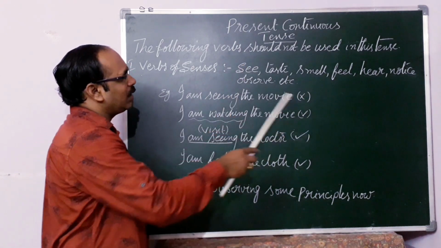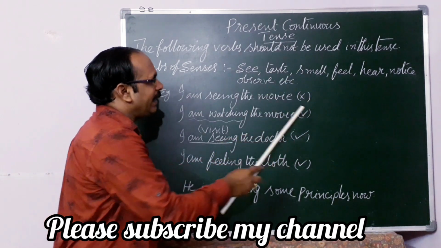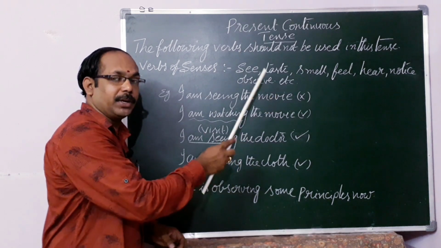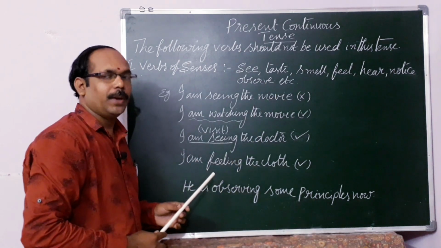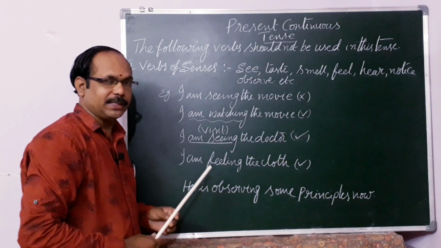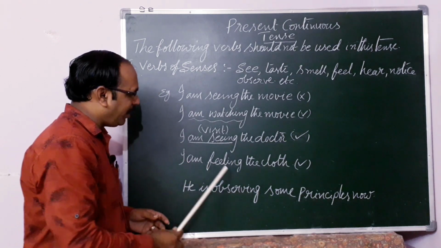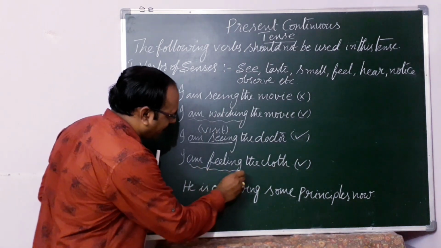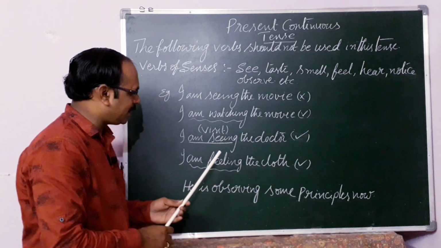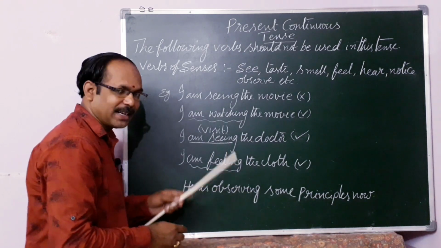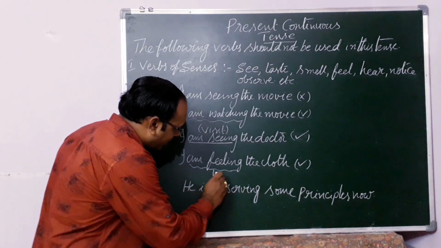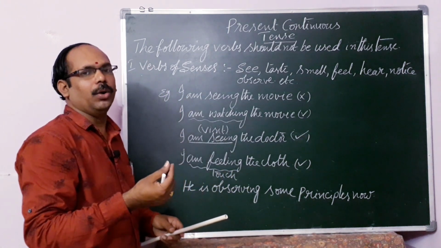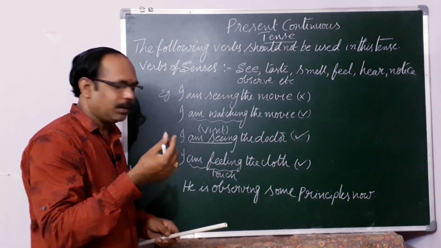Like that, all these verbs, while we are using in general situations, we should not use present continuous tense. In particular situations, we can use present continuous tense. We have to observe and notice it. For example, I am feeling the cloth. That means in the sense of touch. I am feeling the cloth means I am touching the cloth and it is very smooth, like that.